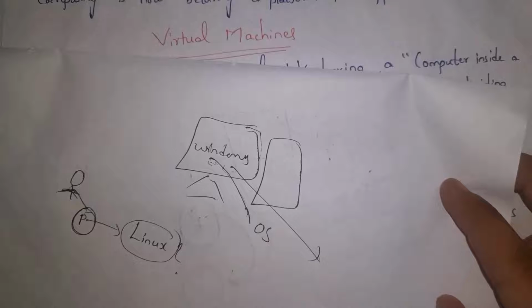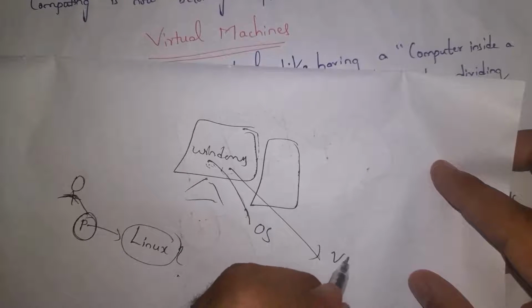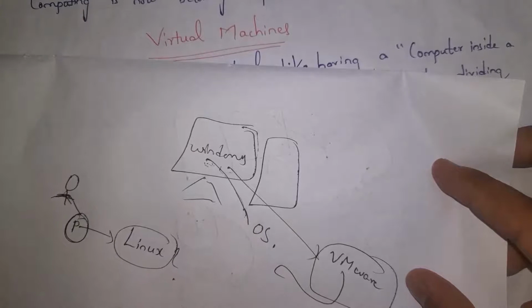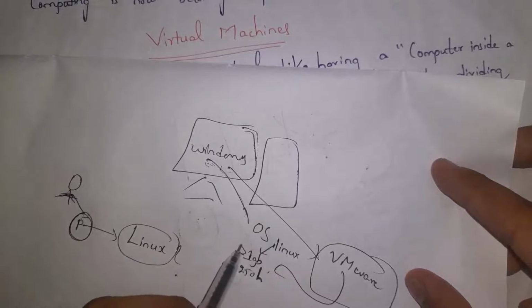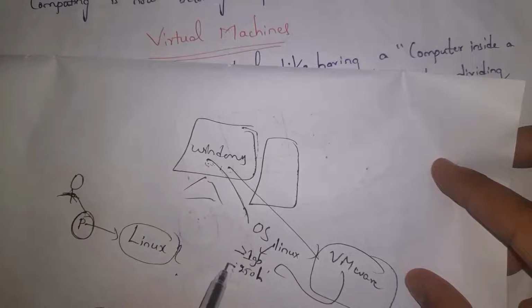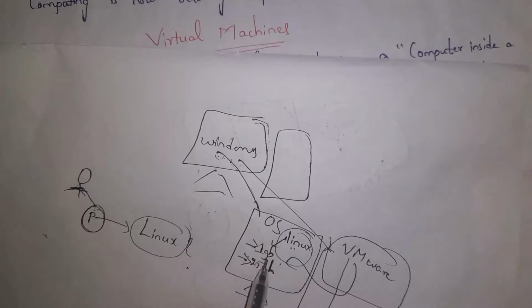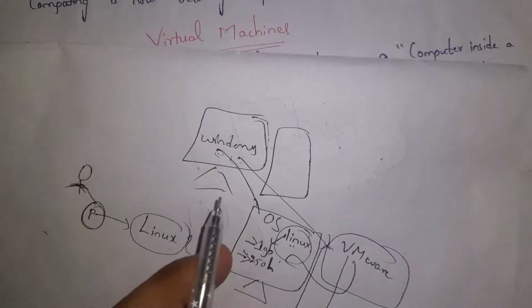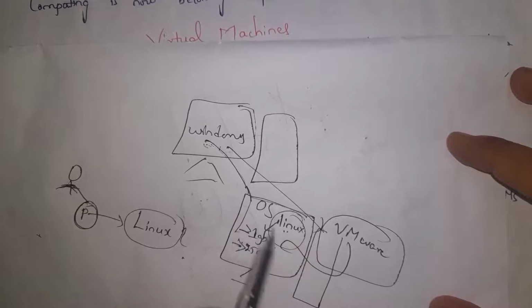Guys, there are various kinds of virtual machine software like VMware, Oracle VirtualBox, etc. So I will install VMware software in my computer, and in this VMware software, I will create a Linux operating system. By giving a configuration like 1 GB RAM, 250 GB hard disk, I will install Linux in VMware. That is nothing but I created one Linux computer in my Windows computer itself. So a virtual machine is like having a computer inside a computer.